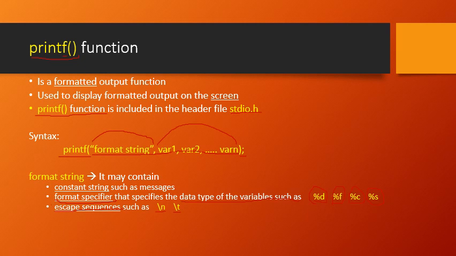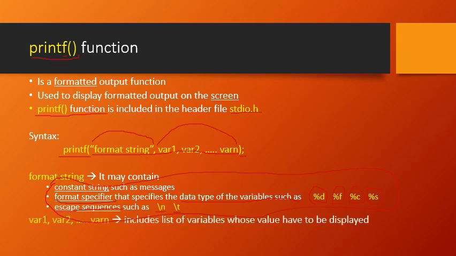So printf contains two different things. I can divide it broadly into two types. One is within the double quote. We are just discussing within the double quote. Within the double quote, it may contain these three pieces of information. It need not contain all of them. It may contain the constant strings, the format specifiers, and escape sequences. Then secondly is the list of variables, what we call var1, var2 up to var_n. These are nothing but the list of variables whose values we are going to display on the screen.